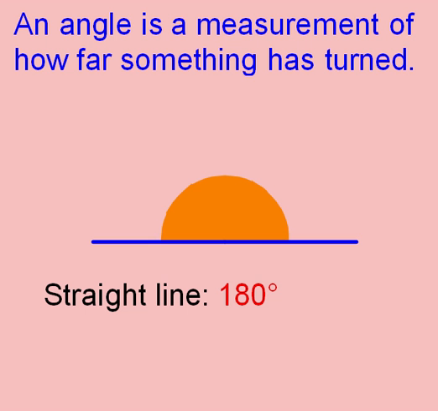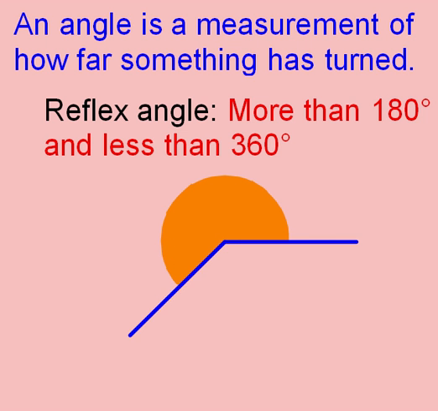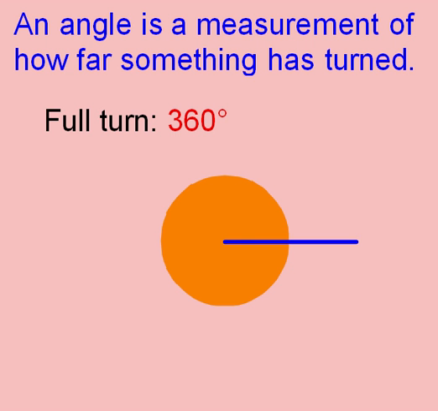A straight line is exactly 180 degrees. Angles that are more than 180 degrees and less than 360 degrees are called reflex angles. A full turn is 360 degrees.